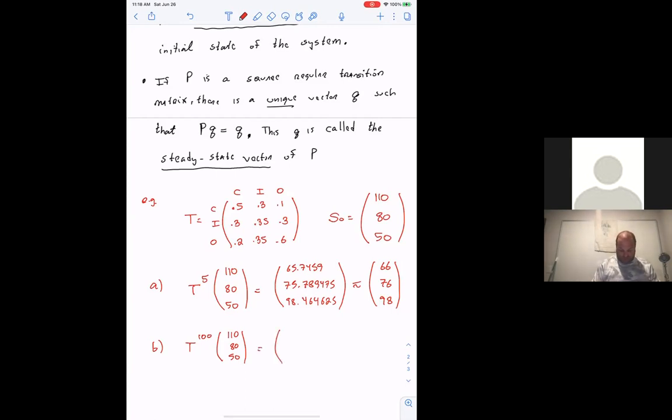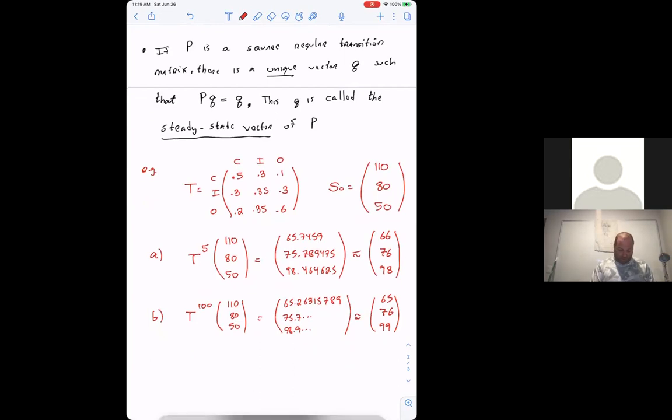And I get 65.26315789, 75.7 and so on, 98.9 and so on. So I see that there's going to be 65 bikes, 76 bikes, and 99 bikes. So within 5 days, it already was really close to what is presumably the steady state vector. Within 5 days, it stabilizes and remains that way forever.